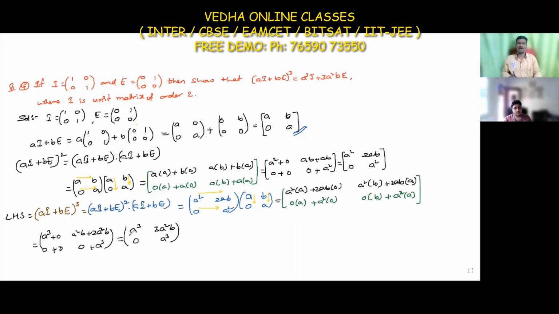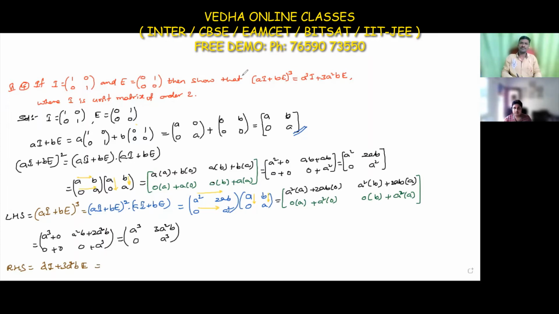Now we want the RHS part. So let us check the RHS part. What is RHS? a cube I plus 3a square b into E, right?